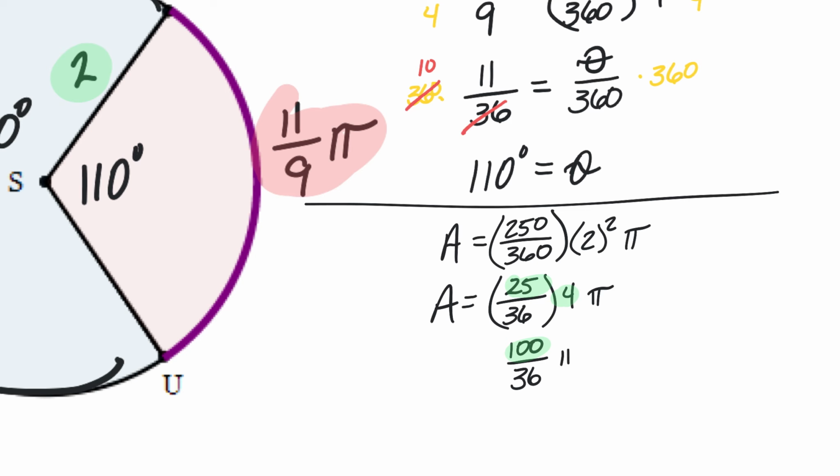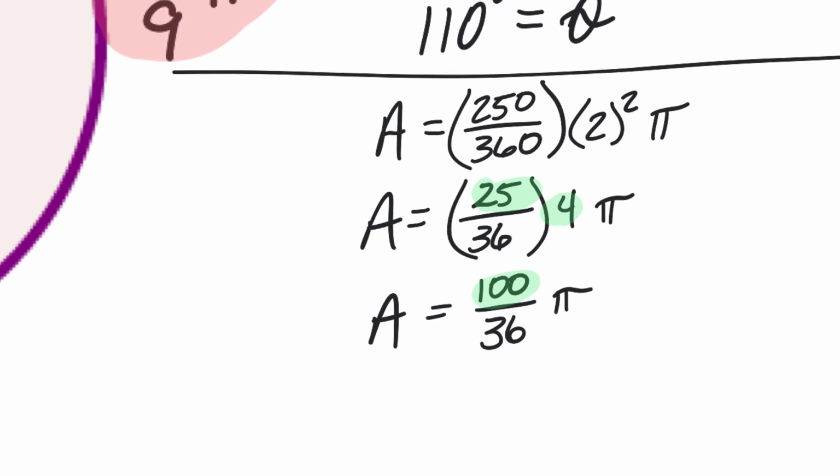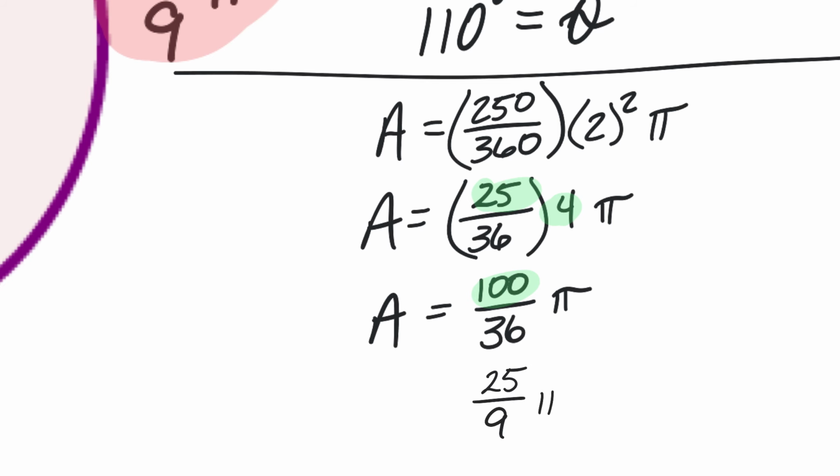Now we have a pi amount. So our area equals 100 over 36 pi. Well, both of these numbers have a factor of 4. Probably should have just canceled the 4, but that's okay. We did what we did. When we break 100 down, it reduces to 25 over 9. And then we have pi. So the area of our region here is going to be 25 ninths pi.